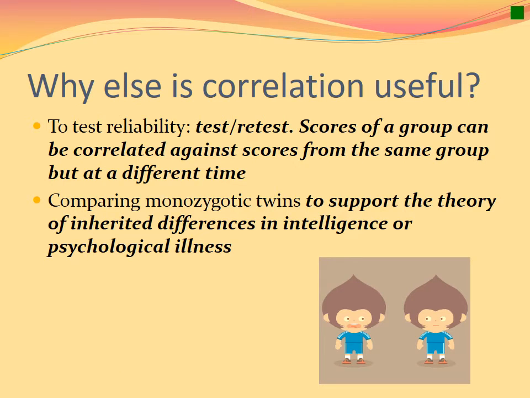Correlations can also be useful if you need to test reliability. So scores of a group can be correlated against scores from the same group that were used at a different time. Equally, within the biological approach, they help us to compare the effect of monozygotic twins, which are identical twins, to support the theory of inherited differences in intelligence or psychological illnesses such as schizophrenia.